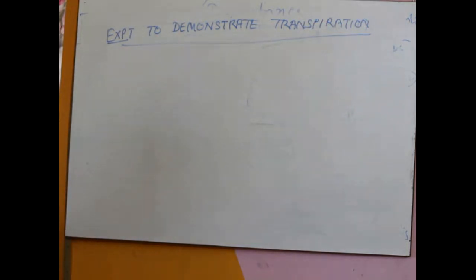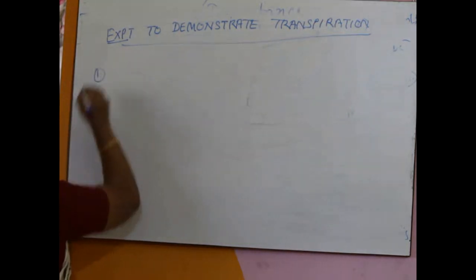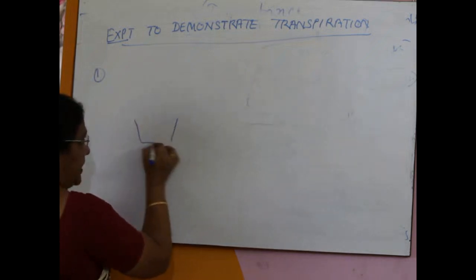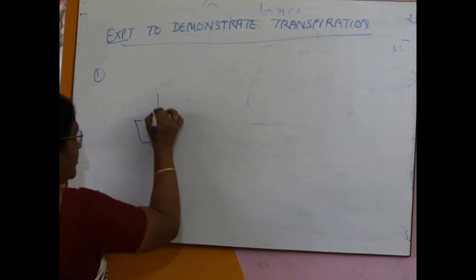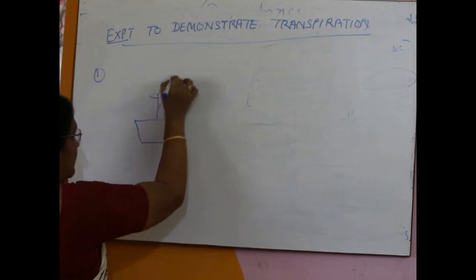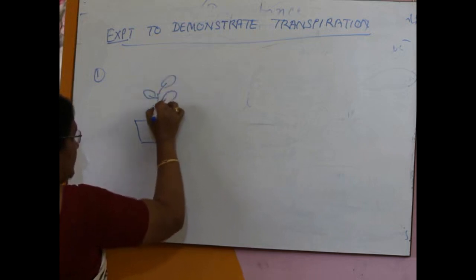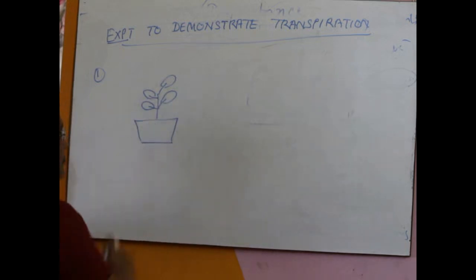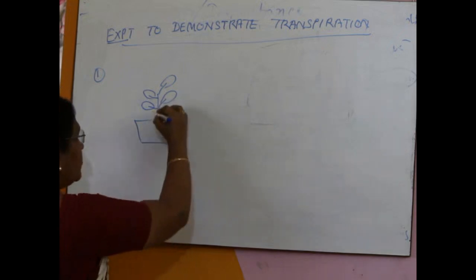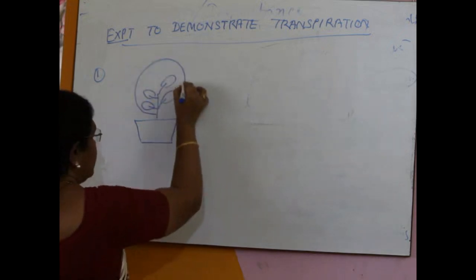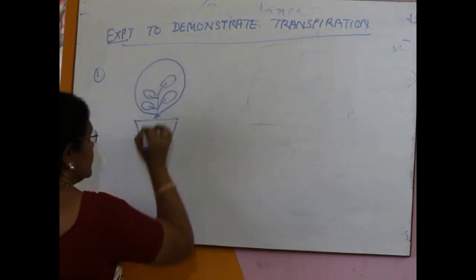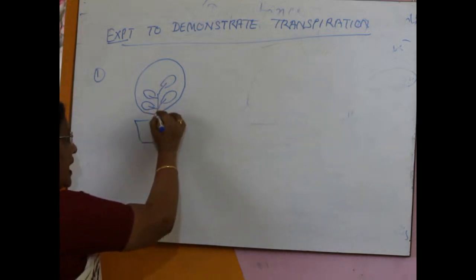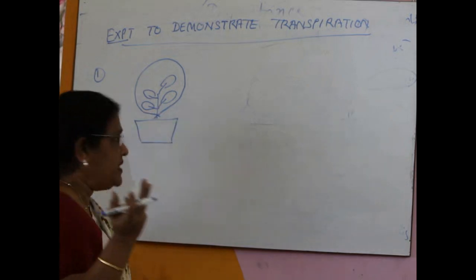Experiments to demonstrate transpiration. One is, if you take a potted plant, nowadays at home you must be watering the plants, helping your parents in that way, right? So if you have a potted plant, what you can do is take a polythene bag and cover this plant and keep it in the sunlight for a few hours, or even 30 minutes is enough.